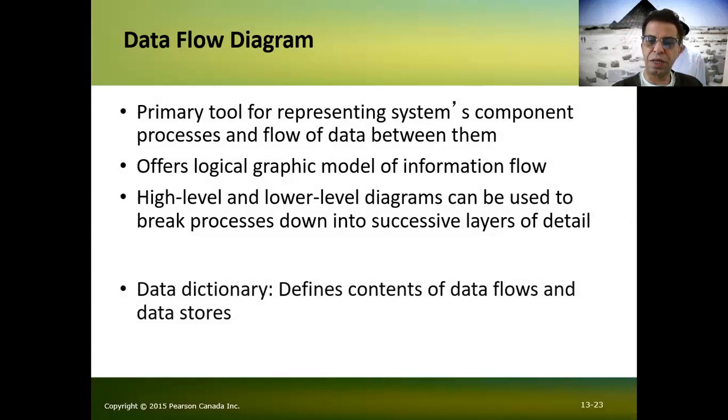The primary tool for representing system component processes and the flow of data between them is what you call a data flow diagram. It offers a logical graphic model of information flow. High-level and lower-level diagrams can be used to break the process down into successive layers of detail. The further down you go, the clearer it is, and you don't need to improvise while the programming is happening. So the more detailed the lower-level diagram, the easier it is for the programmer. And data dictionaries define the control of data flow and data resources.